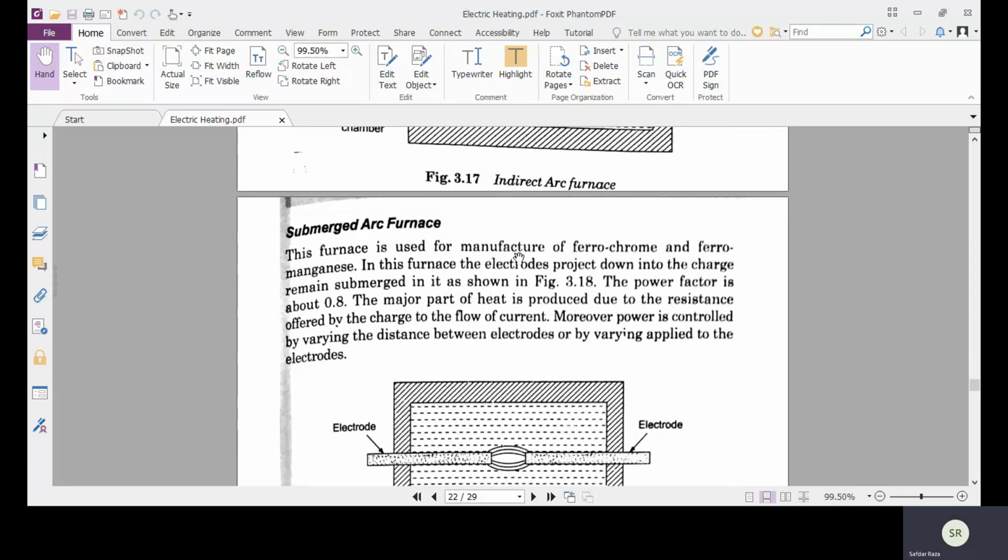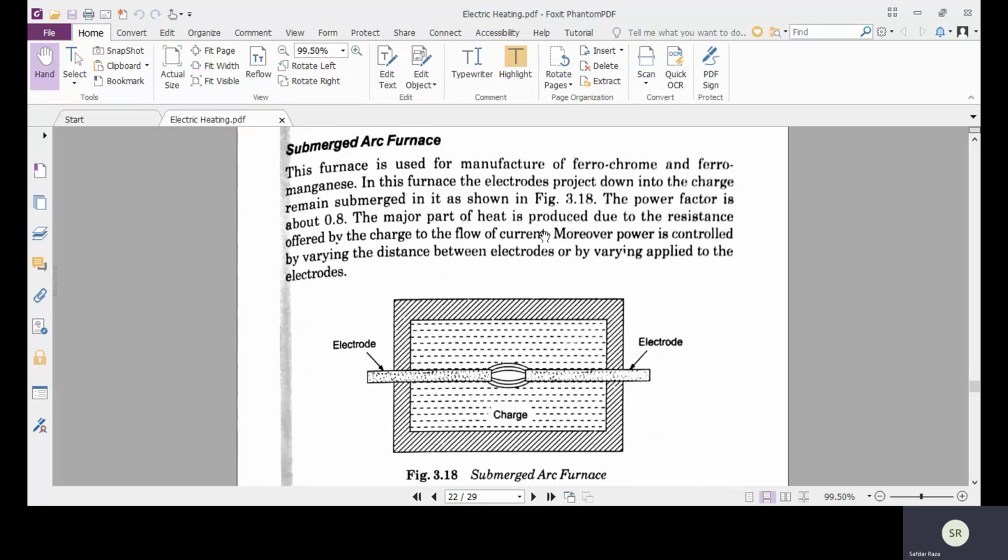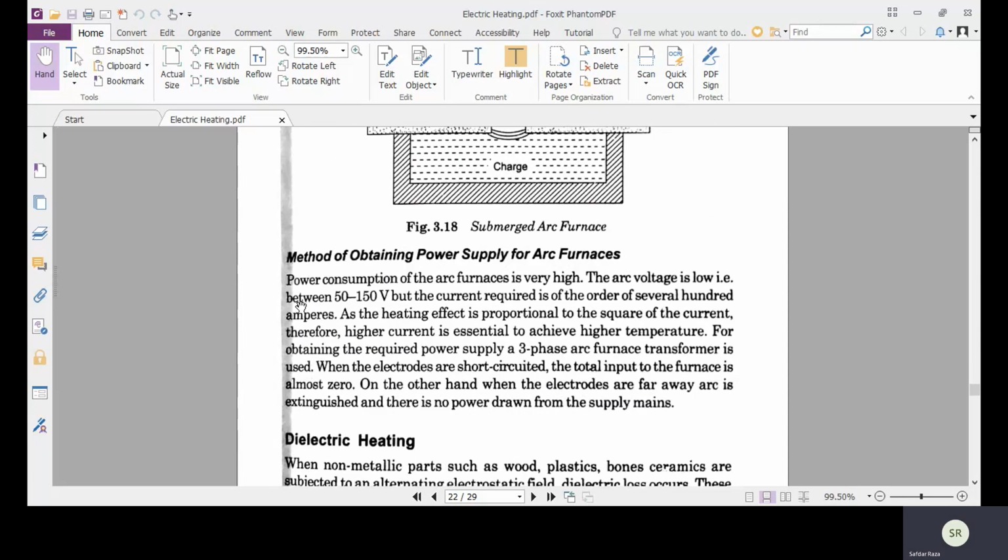This furnace is used for manufacture of ferrochrome and ferromanganese. In this furnace, the electrodes project down into the charge and remain submerged in it as shown in the figure. Its power factor is about 0.8. The major part of heat is produced due to resistance offered by the charge to the flow of current. Moreover, power is controlled by varying the distance between the electrodes or by varying the voltage applied to the electrodes. So this is about the submerged arc furnace.